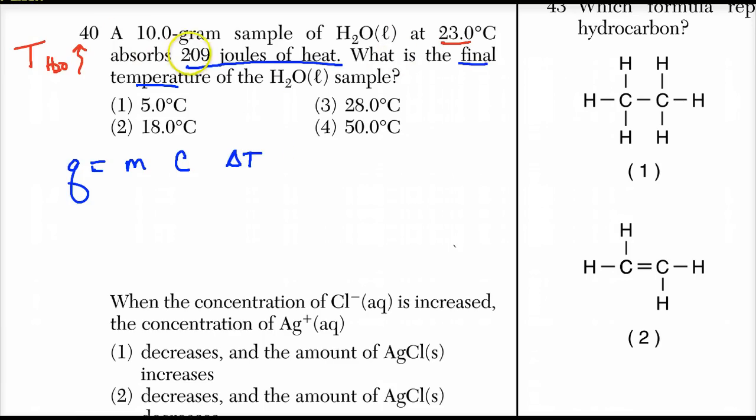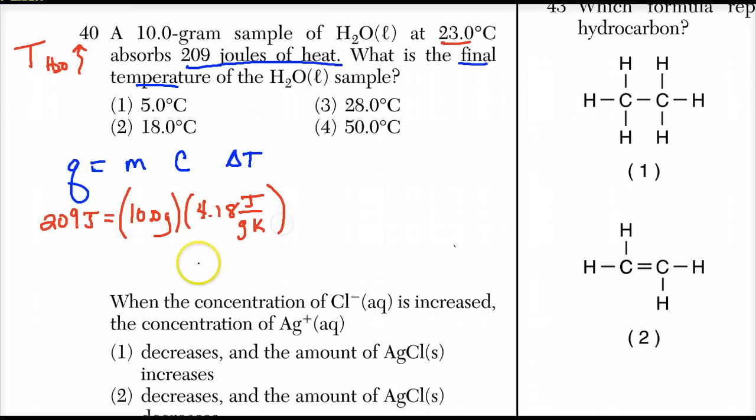So let's plug the values in that they give me. They give me 209 joules of heat. The mass of the sample is 10.0 grams. The specific heat listed in table B is 4.18 joules per gram per Kelvin. Now you may say, Kelvins are messing me up because this is in Celsius. Don't worry. A Kelvin degree and a Celsius degree are the same size, so the change in temperature in Kelvin will be the same as in Celsius. Okay? And of course, I'm looking for the change in temperature, which I'm going to solve for.